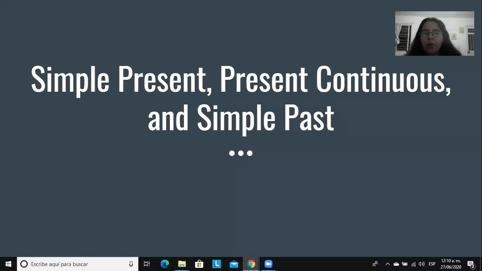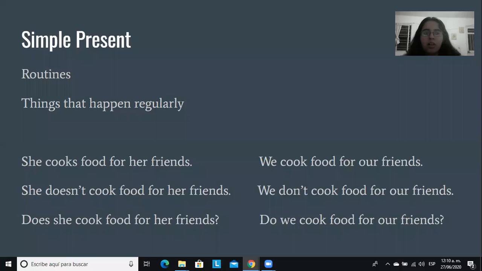Hello. Well, during the week, we have been reviewing the simple present, present continuous, and the simple past. So now we're going to have a quick review of all of them together, just to remember what we have been seeing during the week, so we can tell the difference between them. So first, let's start with the simple present.